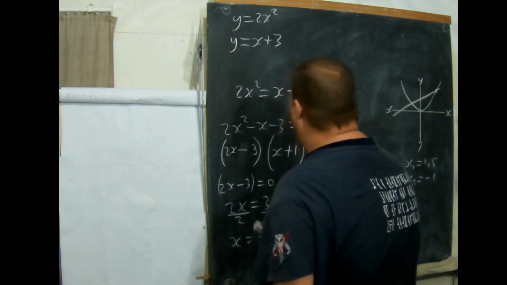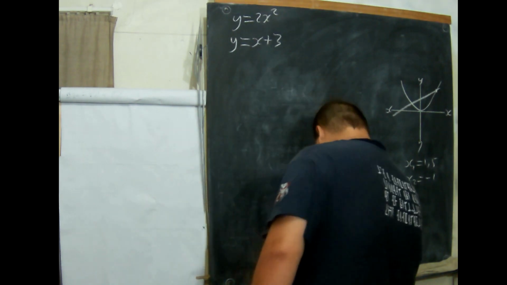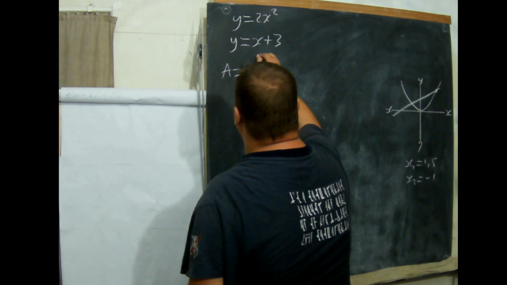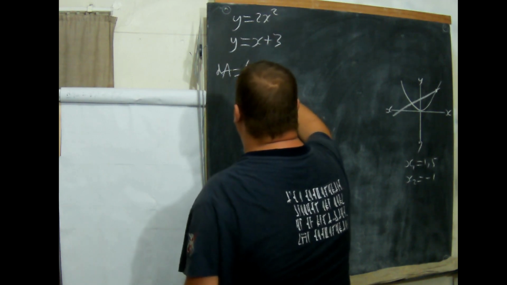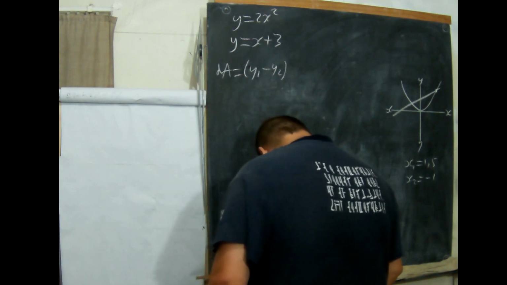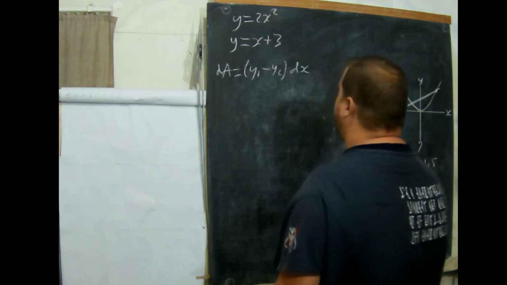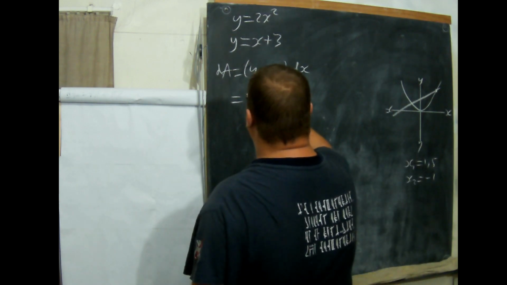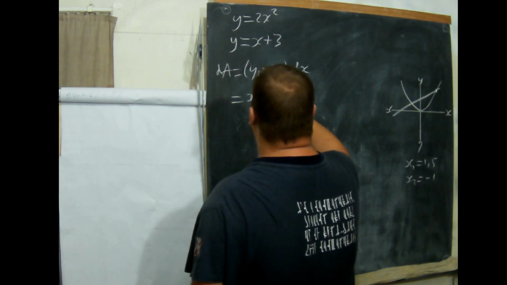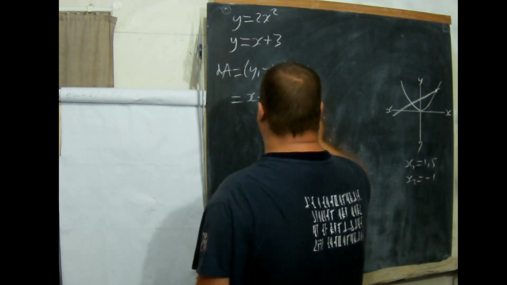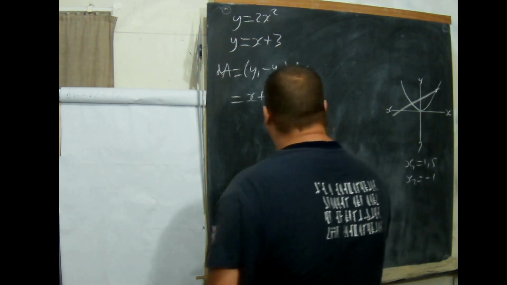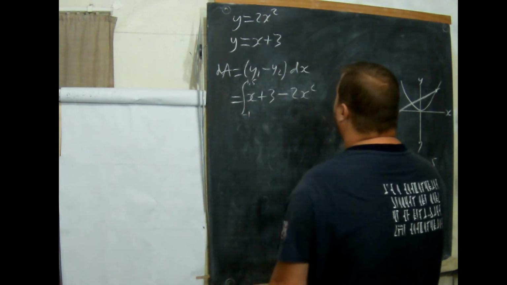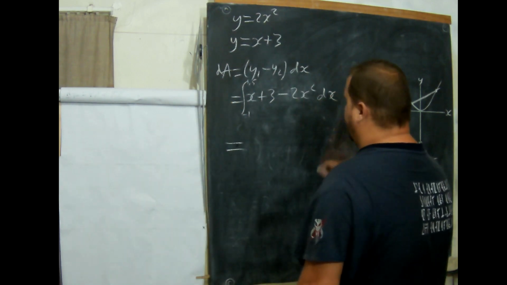Alright, so first things first, we're going to denote the area. Area equals, with dA equals y1 minus y2. And it's just an area, so it's dx. Okay, so what we're going to do next is say x plus 3 minus 2x squared, integral from 1.5 to minus 1, dx.